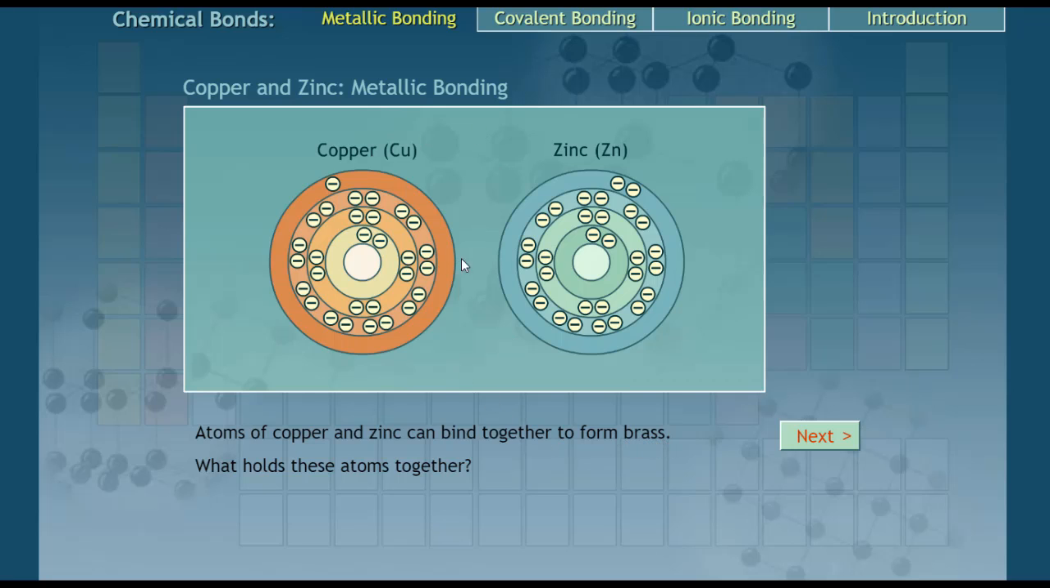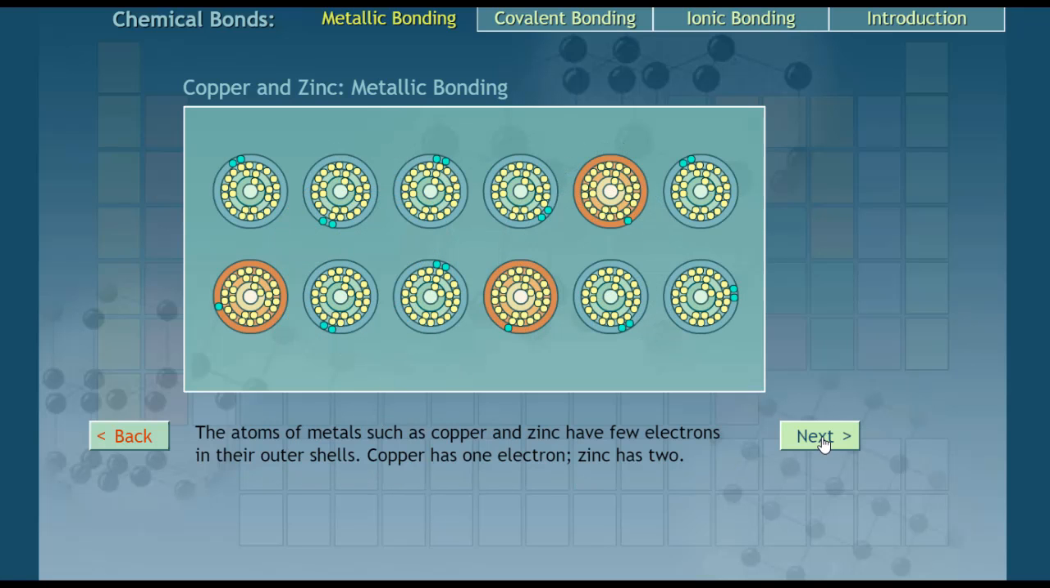So what's going to keep these little atoms together is the question, because if I was to make them an ion, copper would become positively charged and zinc would become positively charged. So we would expect then that we would actually have them repel each other because they'd be the same. So clearly that's not what's going on. We're not trying to make them ions. Nobody's stealing anybody's electrons. So what's going to hold these atoms together? Well, in these particular ones, the atoms of metals such as copper and zinc have few electrons in the outer shells, as we've seen. Got 1 here and 2 there.